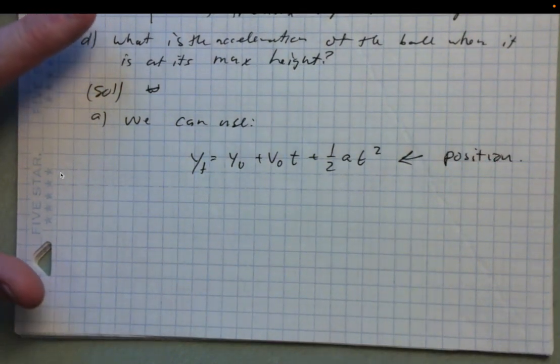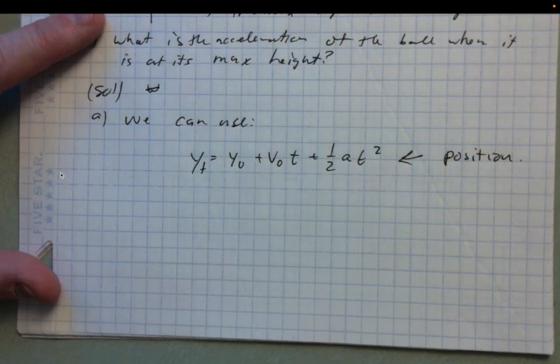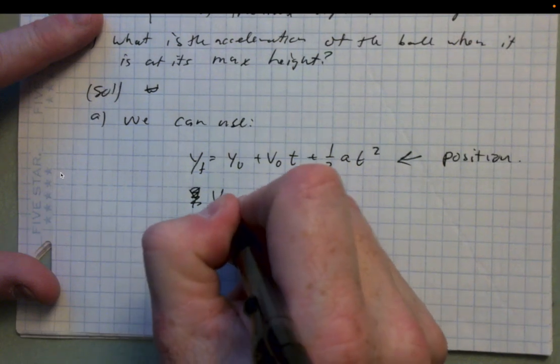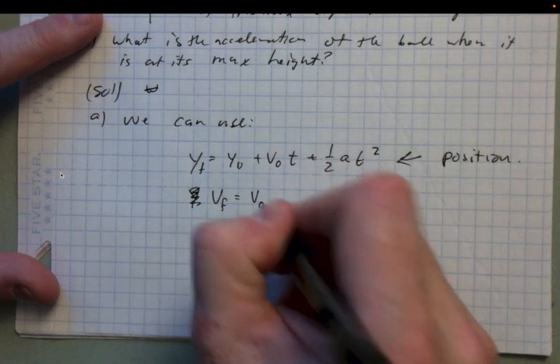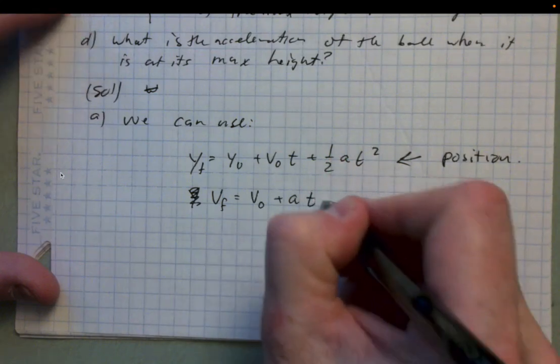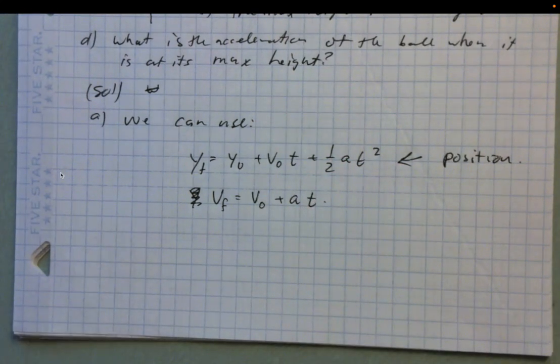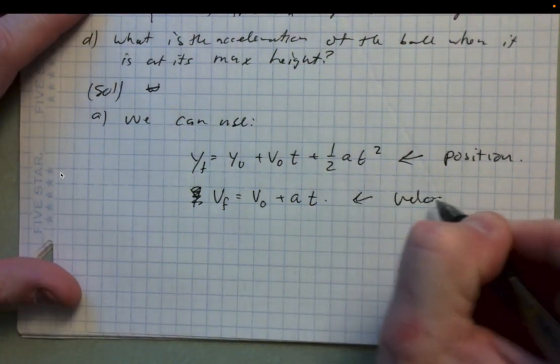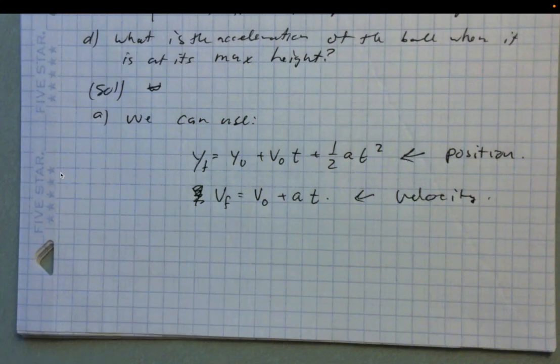All right, and then for the velocity part of the problem, you could use this: velocity final is equal to the initial velocity plus the acceleration times the time. So these are two expressions you should probably use for this. These are the most straightforward way to tackle this. Now, what is the acceleration?